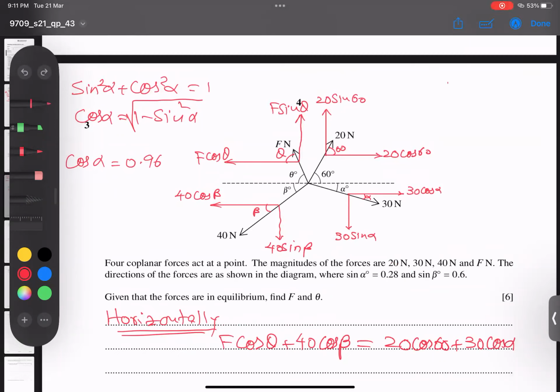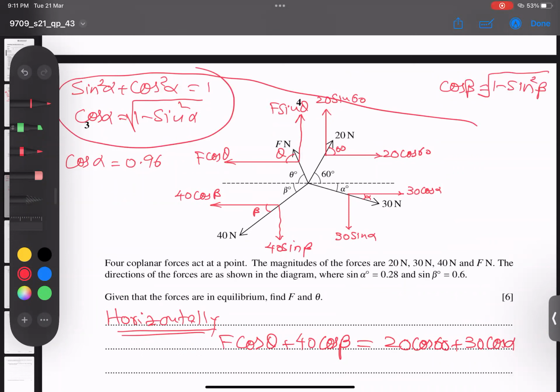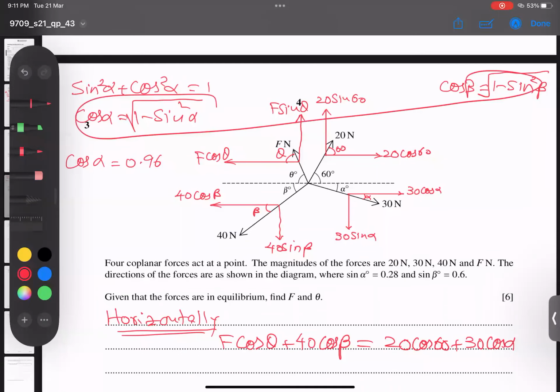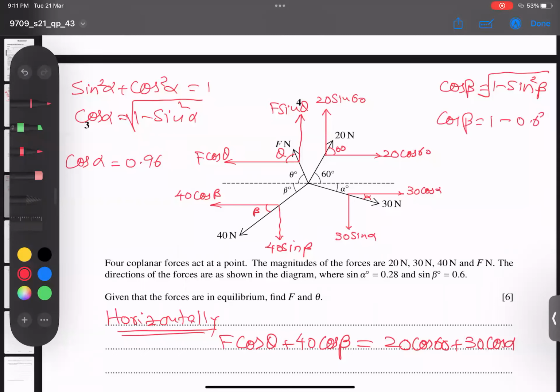I say simply cos beta equals the square root of 1 minus sine square beta. No need to show the examiner the full working. If you are experienced and directly show this equation, he will not mind. So cos beta equals the square root of 1 minus 0.6 square. When you type it in the calculator, root 1 minus 0.6 square, the answer comes as the fraction 4/5, in decimal 0.8.